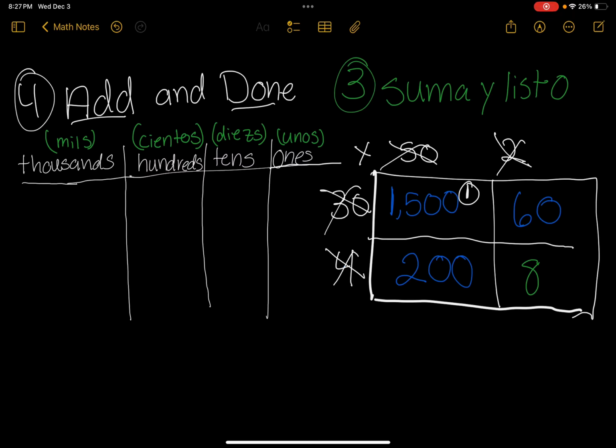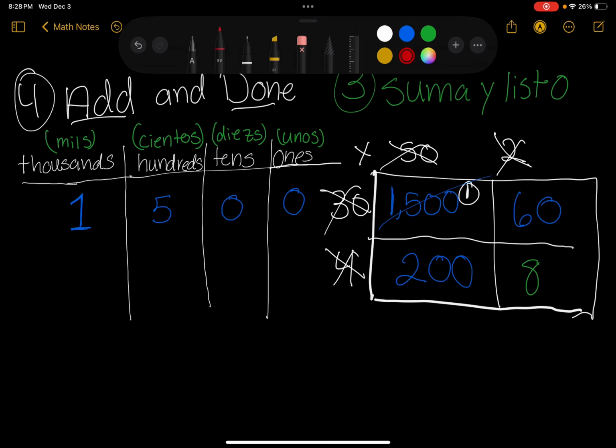We're going to write 1 because we have how many thousands? 1. How many hundreds we have in 1,500? We have 5 hundreds. How many tens we got? We got 0. How many ones we got? 0. And guess what? We just finished 1,500. Now, we're going to move on to our next box.